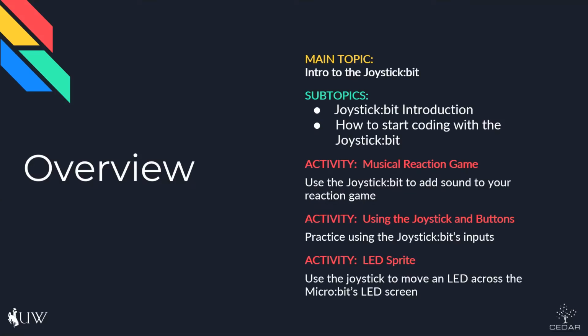Today is going to be an introduction to the joystick bit, so we're going to talk about what it is, and then we're going to talk about how to start coding with the joystick bit, and then we're going to do 3 different activities. The first one is going to be an addition to our reaction game from yesterday, where we'll use the joystick bit to add sound to our reaction game. And then we're going to do an activity called using the joystick and buttons, and that's just going to be practice using the joystick bit's inputs. And our final activity for today is LED Sprite, in which we're going to use the microbit in conjunction with the joystick bit to move an LED across a screen.